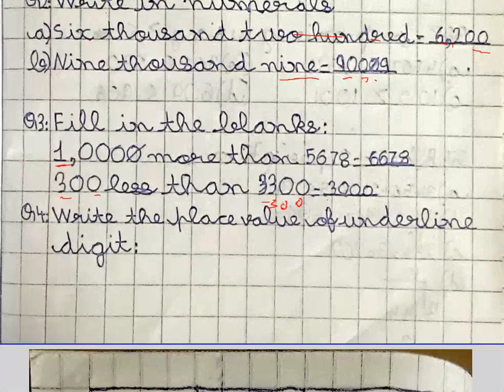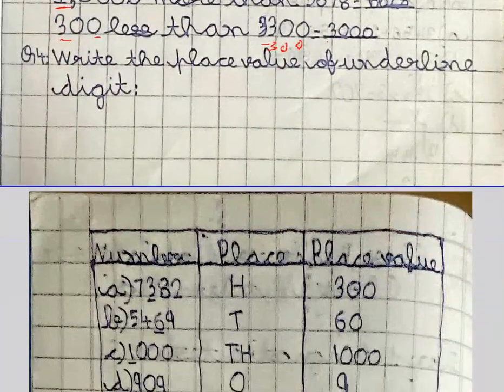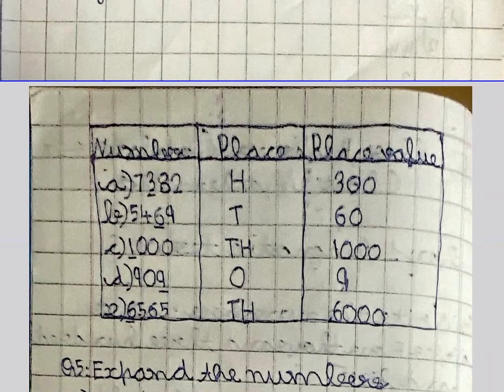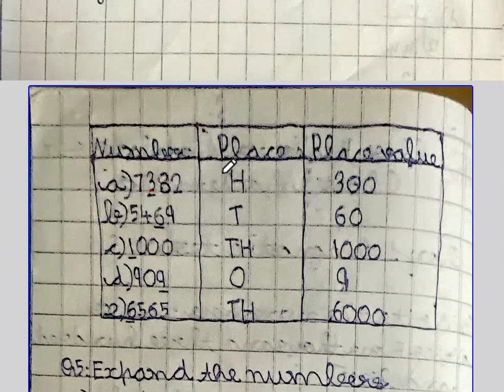So the next question is, write the place value of the underlined digits. So what is the place value? Place value means if we take a number like 7382, each place has a different value. If 2 is here, then it will be called the ones digit. If 8 is here, it is called the tens digit. Like that, if we ask the place value of 3 here, it should be hundreds because ones, tens, hundreds, thousands. So here 3 holds the hundreds place. So the place value will be 300.